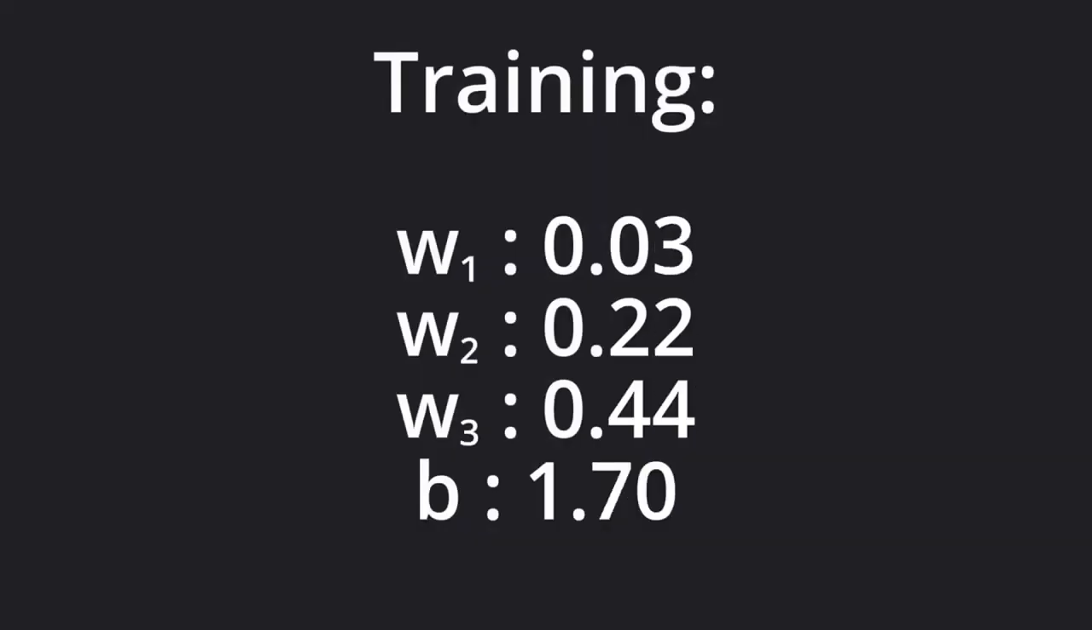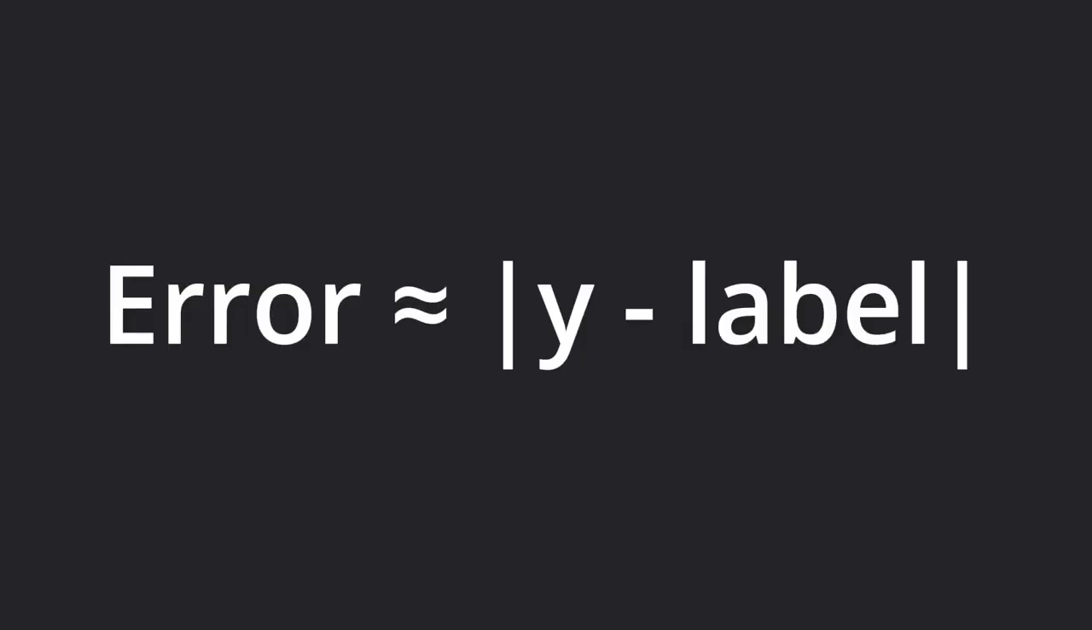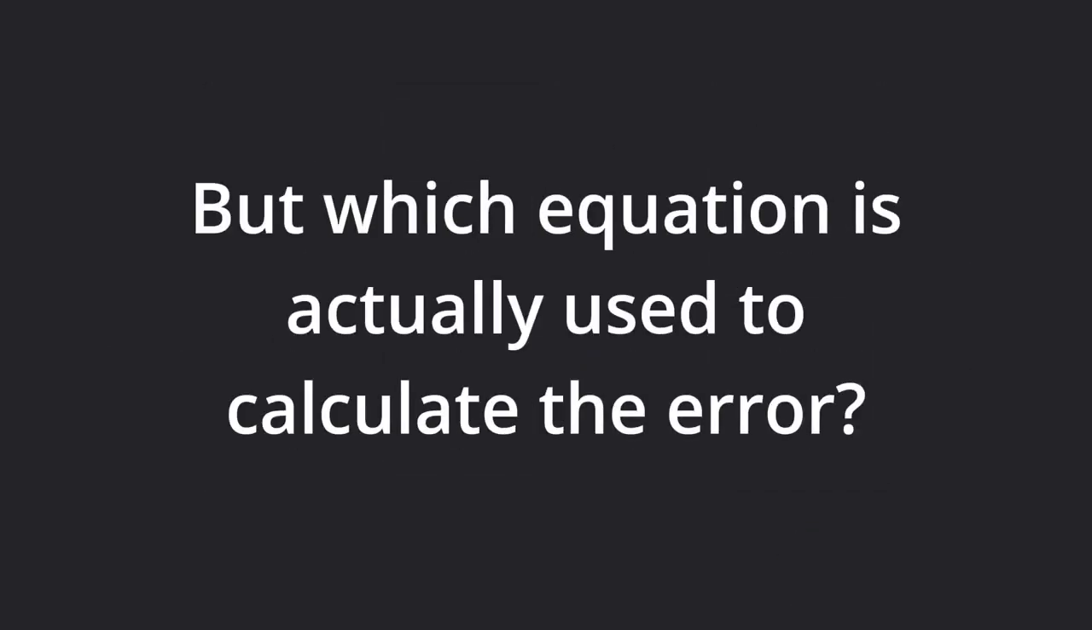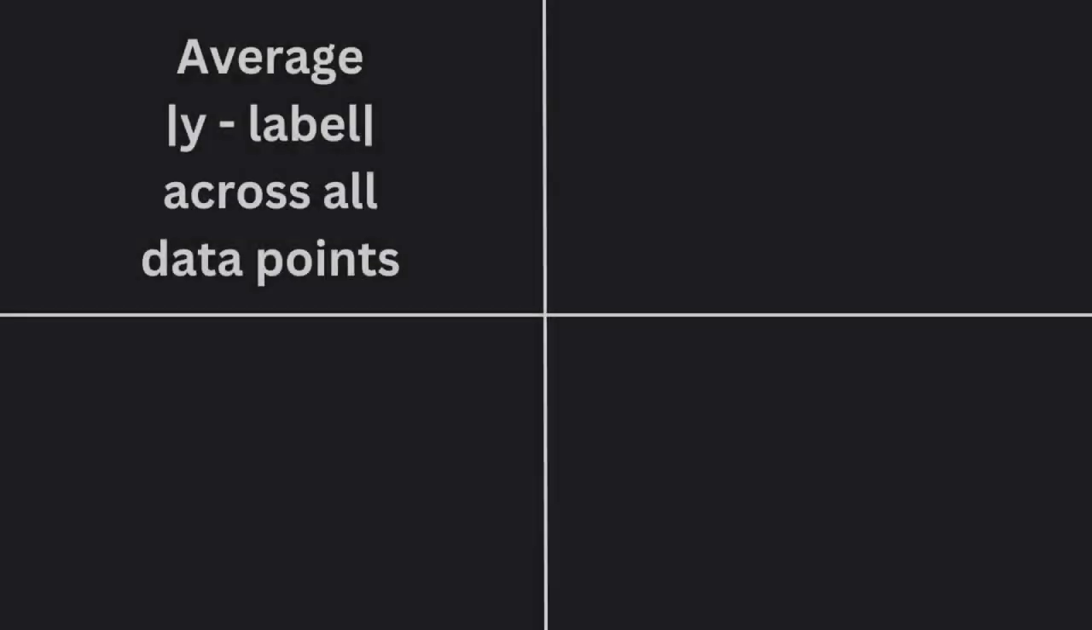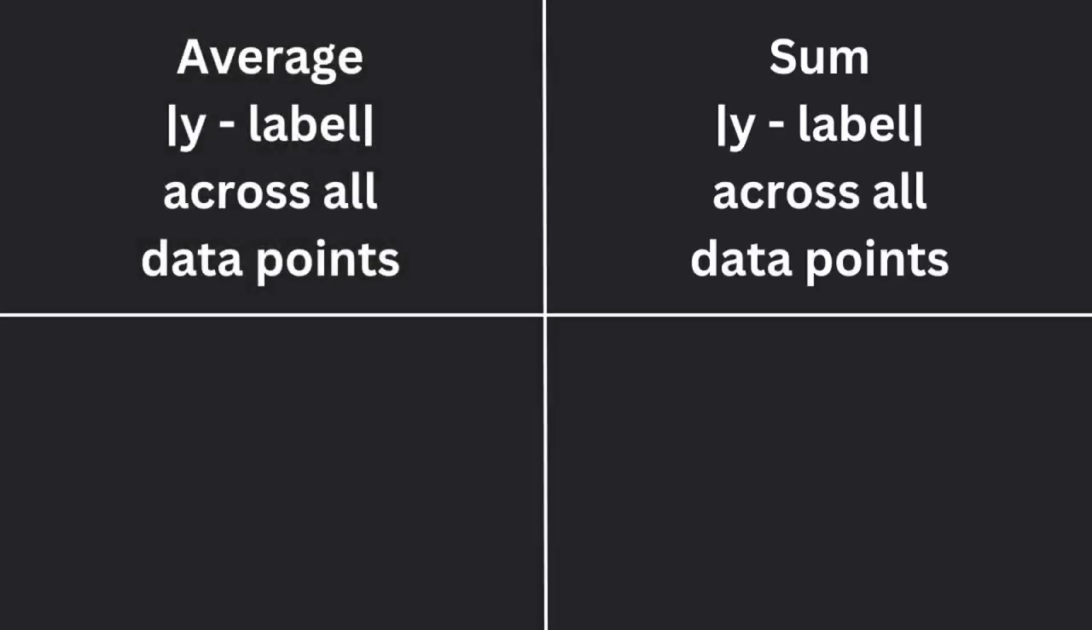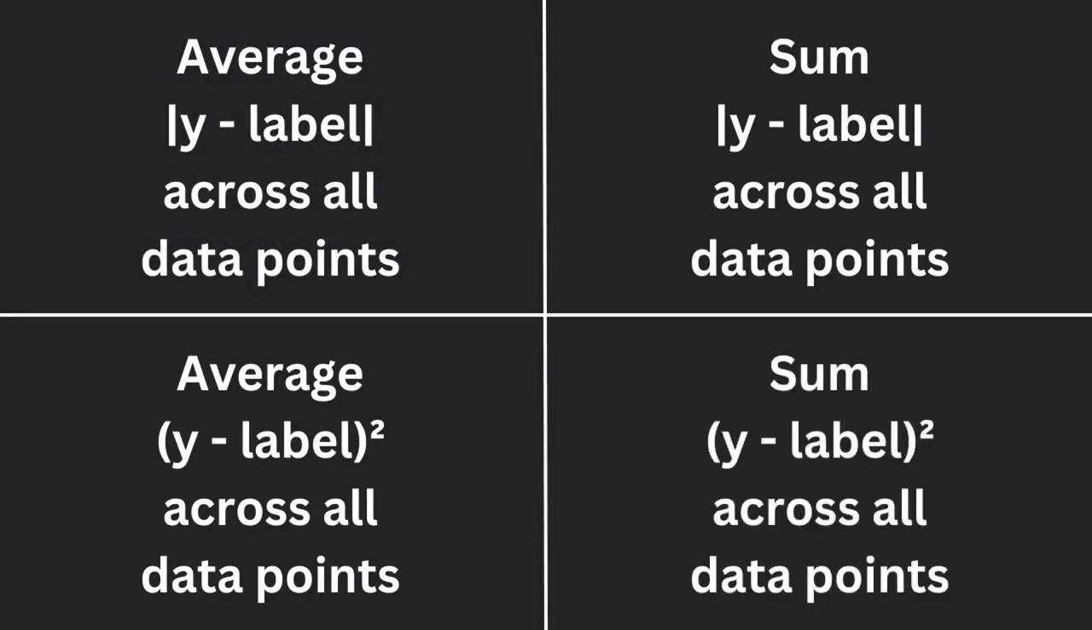During training, when we are improving the model's accuracy on the training dataset, we are actually minimizing the error between the model's prediction y and the true answers that are recorded. But which equation is actually used to calculate the error? Do we average or sum up the errors? And do we square the errors or take the absolute value? You can pause the video here before the explanation starts.